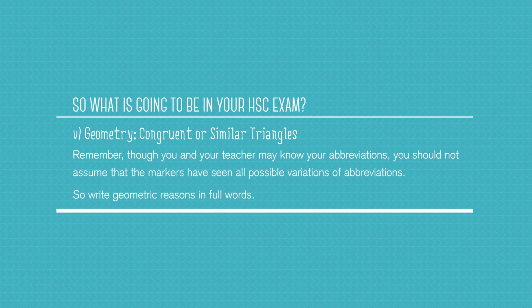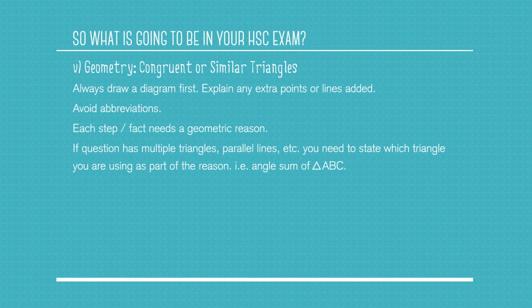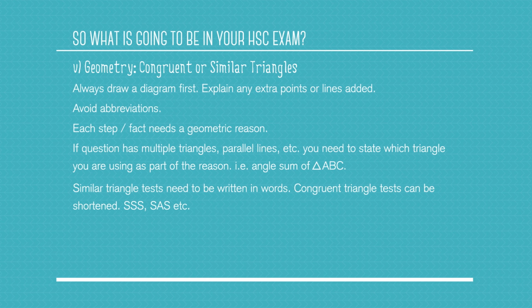So you've got to be very careful with abbreviations. I cannot stress that enough. Similar triangle tests need to be written in words. You cannot shorten them down to SSS, SAS, AAA, etc. If you're talking about 3 pairs of sides in the same ratio, you need to write 3 pairs of sides in the same ratio. You cannot abbreviate it.